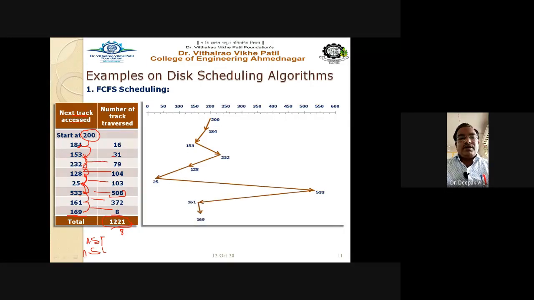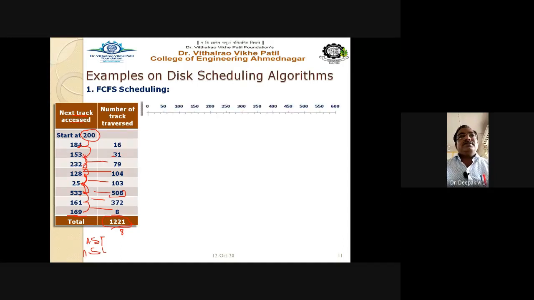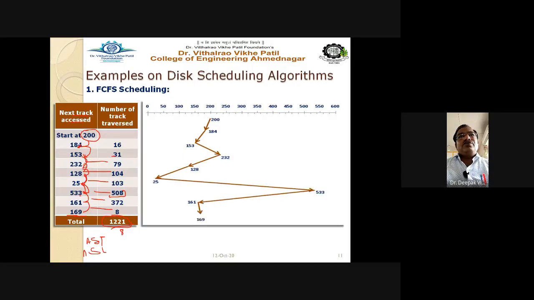You have to draw the graph in this way. See it once again, the disk arm movement. From 200, the current head position, it will move to 184, then to 153, then to 232, then to 128, then 25. When it reaches 25, the next request is 533. See this much distance needs to be traveled by the disk arm. Then from 533 it will come back to 161 and finally 169, where it will stop. So the average seek length is 1221 divided by 8, which is 152.62. This is all about FCFS scheduling, that is, first come first serve.